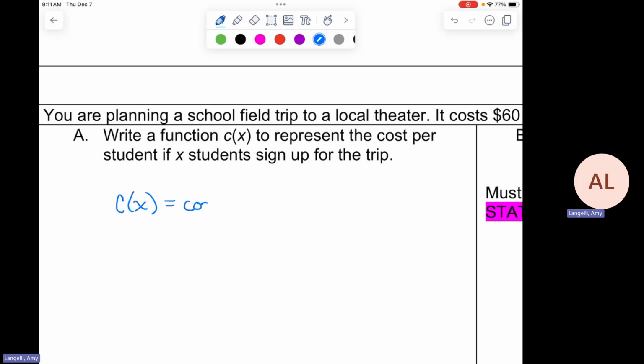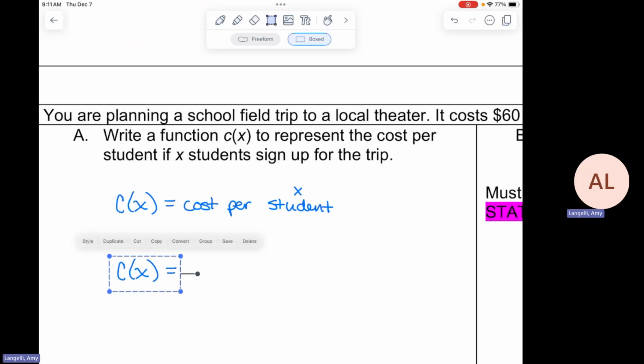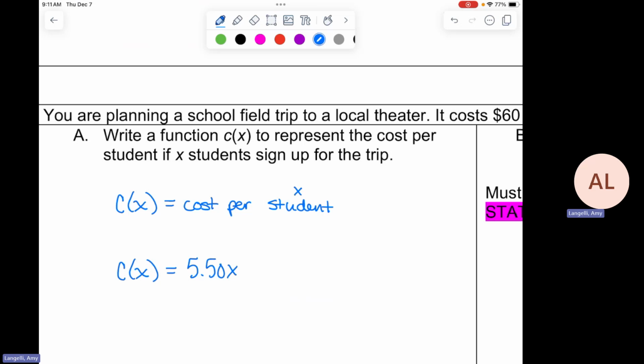Good. What do you think? Okay, if it was our class, we have, okay, that's good. That is one way. 5.50 times x plus 60. That's going to give what? What is that equation going to be?